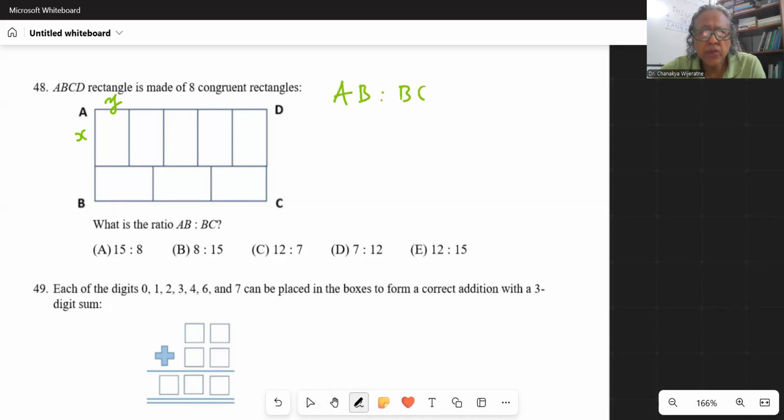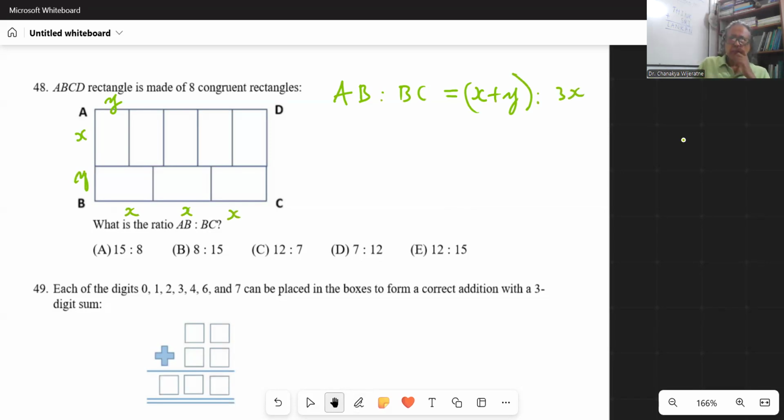So this is actually what? AB is X plus Y, right? See, this is also Y, right? To BC, which is 3 times X, right? X, X, so 3 times X. So we need to find out X plus Y over 3X, right?